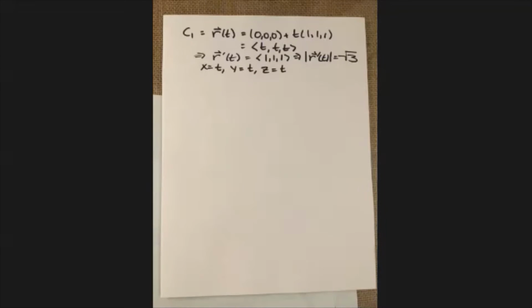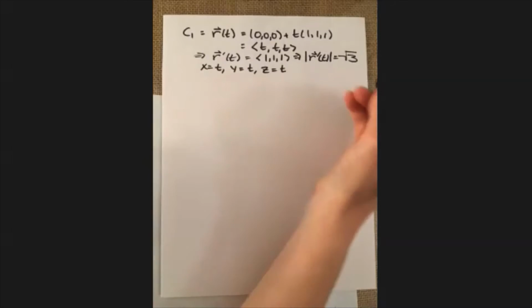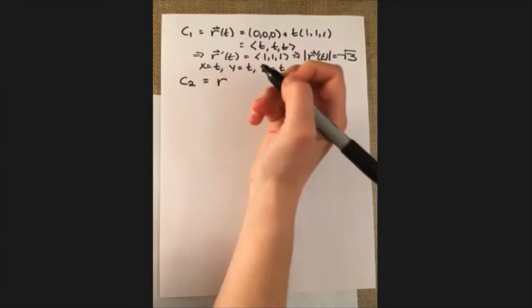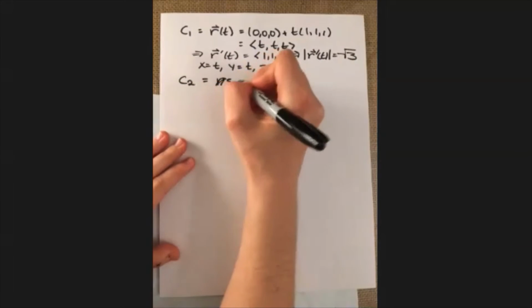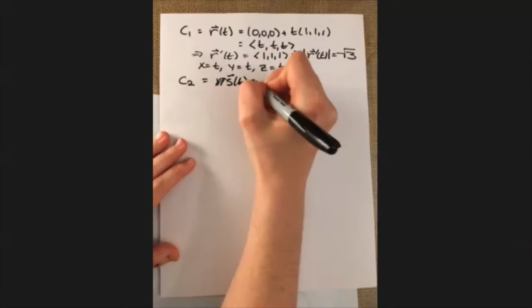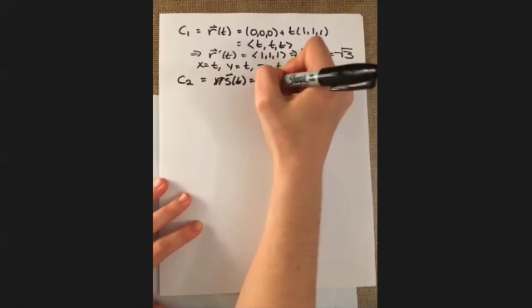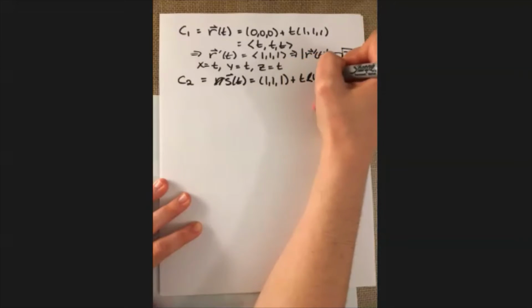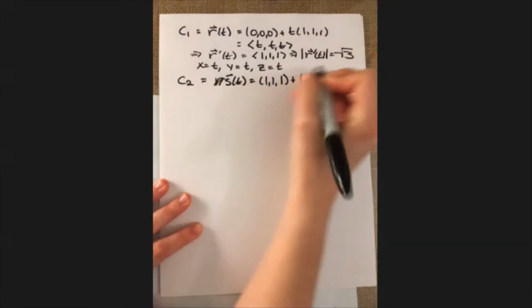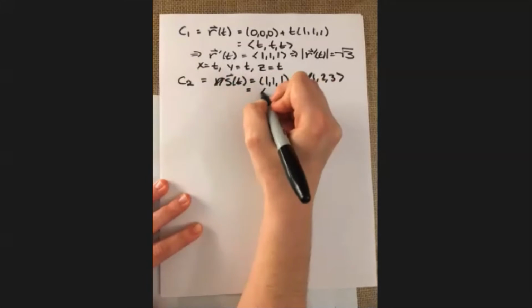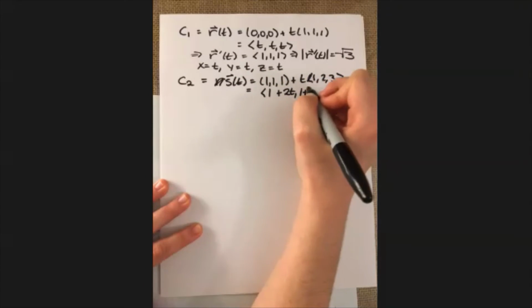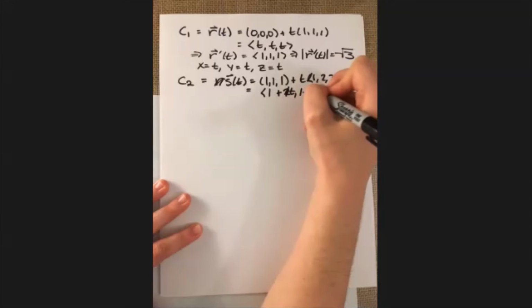Okay, so now let's parameterize C2. This is going to be the line segment, let's not call it r, let's call it S. S of t is equal to (1, 1, 1) plus t times (1, 2, 3). So that's equal to (1 plus t, 1 plus 2t, and 1 plus 3t).